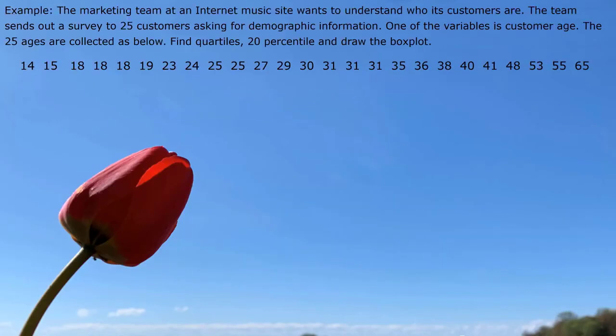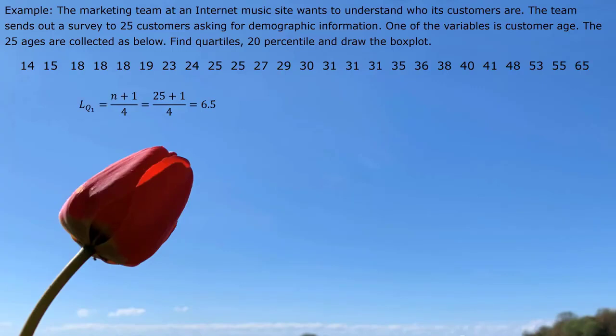No matter which one, either median, quartile, or any percentiles, they can all follow these two steps to be figured out. Here's an example. The marketing team at an internet music site wants to understand who its customers are. The team sends out a survey to 25 customers asking for demographic information. One of the variables is customers' age. So here we have a collection of 25 ages. We want to find the quartiles, the 20th percentile, and draw the box plot.